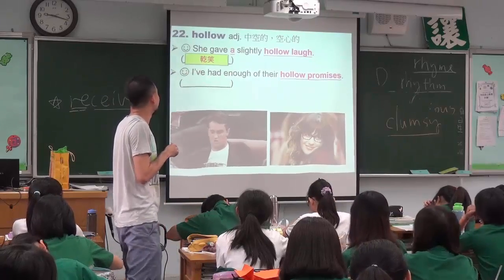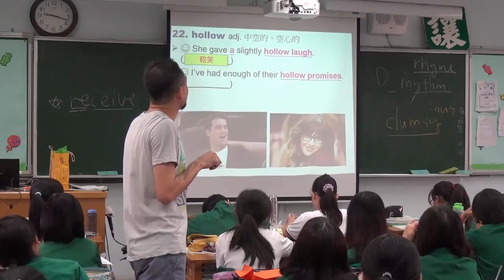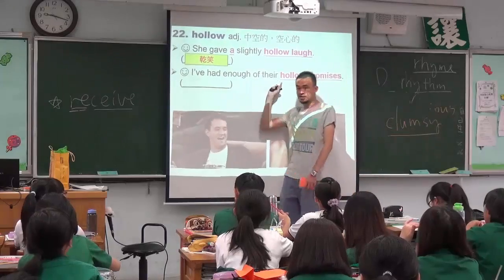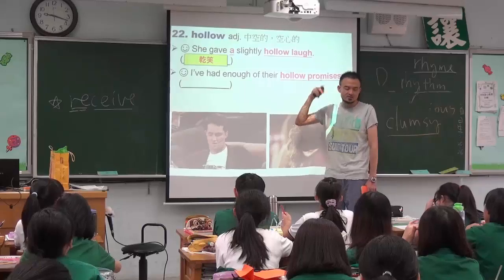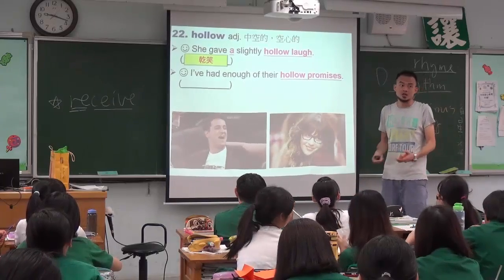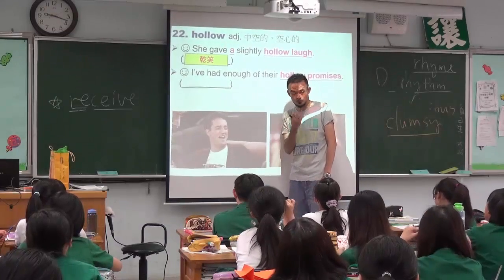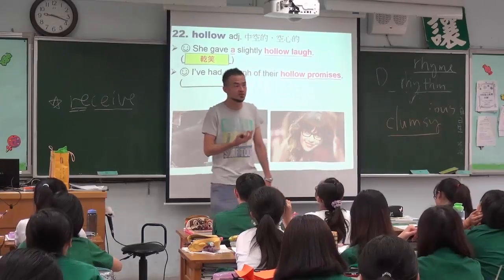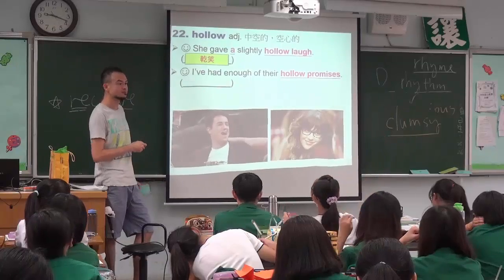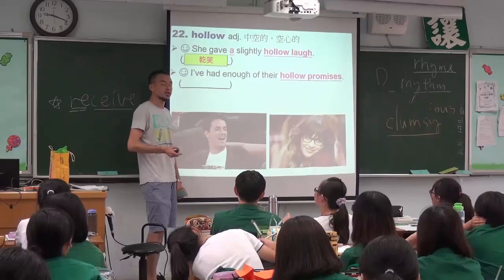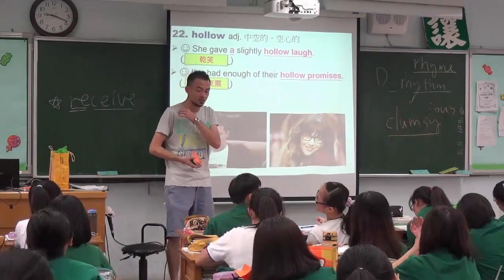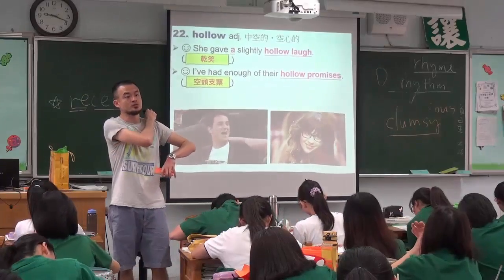And what about the second one? Please read it. I've had enough of their hollow promises. When you say a promise is hollow, what does that mean? In English, you might say hollow laugh, hollow promise. If you give somebody a hollow promise, you mean you promise somebody something, but you never really fulfill it. You never really follow it. So in Chinese, you might say a four-word expression. The politician always gives hollow promises. So we use a hollow promise, meaning a promise that is not made to be fulfilled by you.